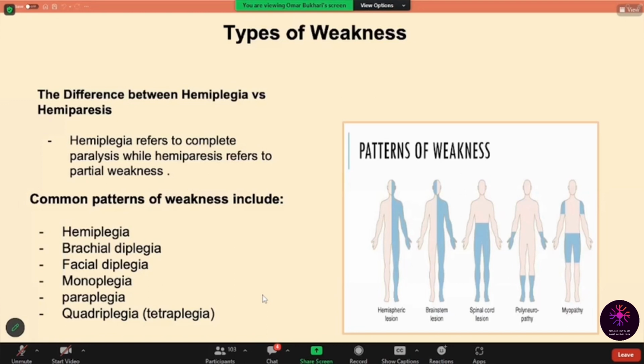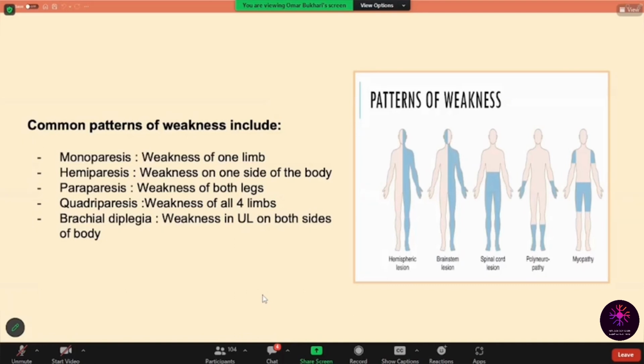bilateral arm muscles weakness. Facial diplegia, which is facial weakness. Monoplegia, which consists of unilateral limb, for example, right upper limb weakness or right lower limb weakness. Paraplegia, which is bilateral lower limb weakness. Quadriplegia or tetraplegia, it is weakness of the four extremities of the patient, bilateral upper and bilateral lower. This is the same slide.